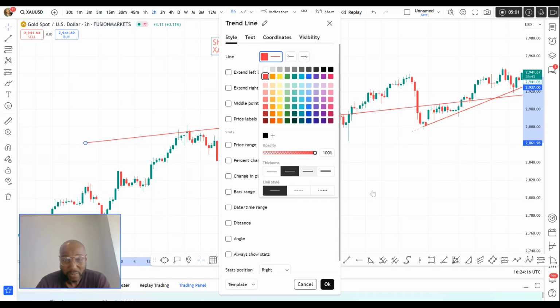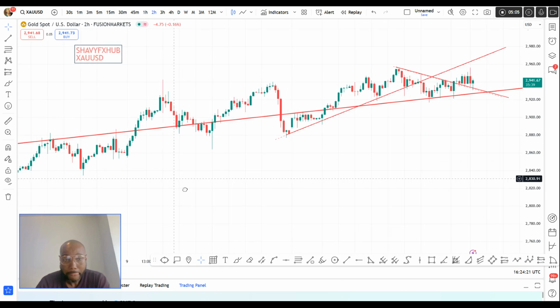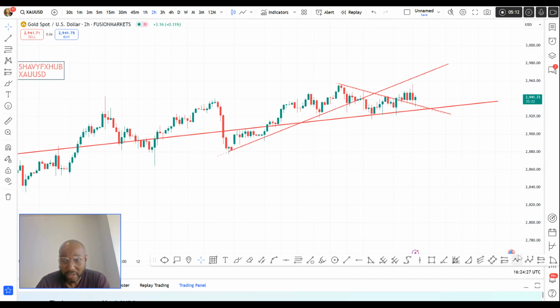If that structure is broken, believe it or not, the market will most likely want to go in for a push up. So if we break out from that structure, then the next thing I want to see is a strong bearish drop.